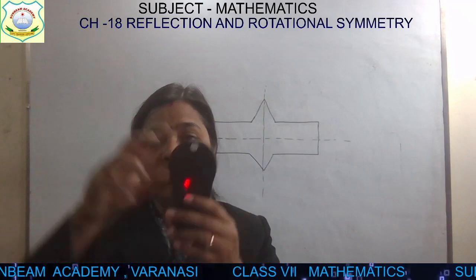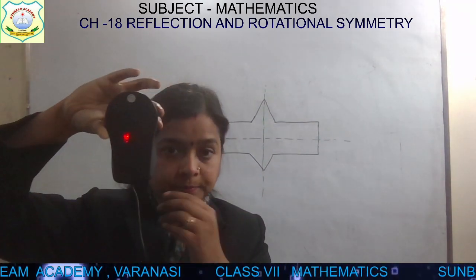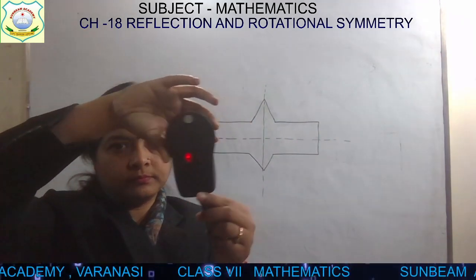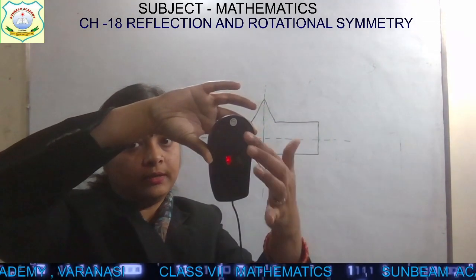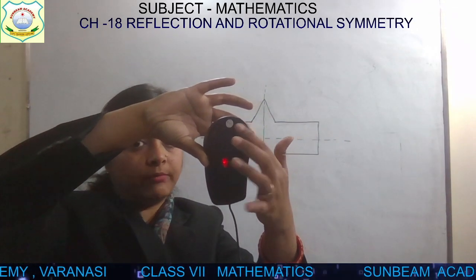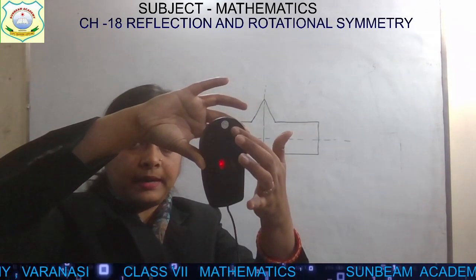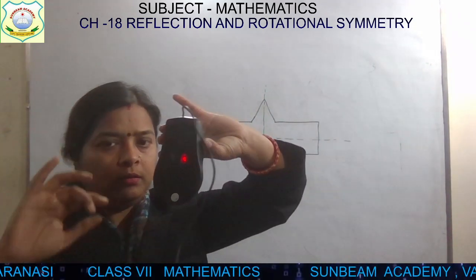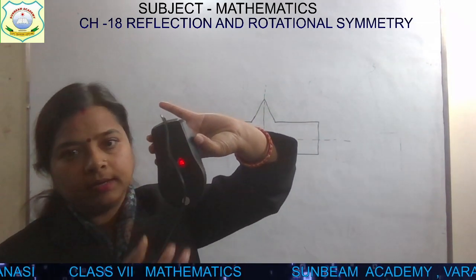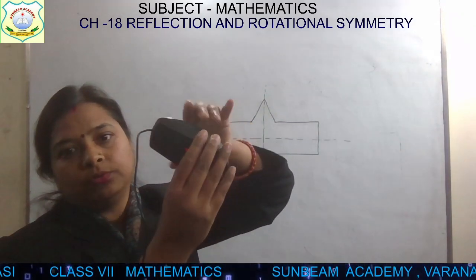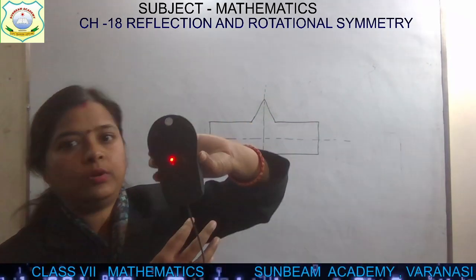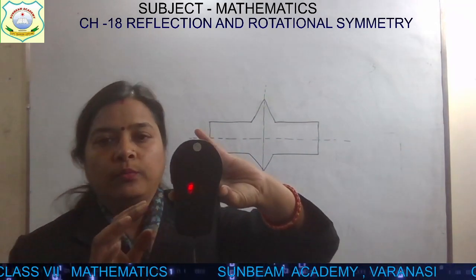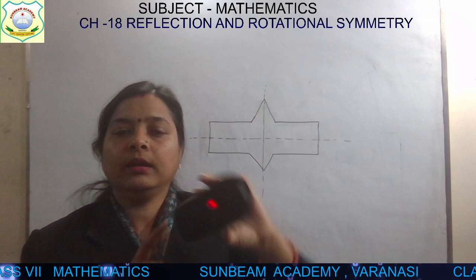Otherwise, during the whole rotation, see children, फिर से देखिए, where should I place ये? Let me rotate it. ये आपका top पर है, ठीक है? यहीं पे वापस लाना है. One complete rotation means this will come back to the top position. So now rotate it. No, we are not getting it. Let me try. No, we are not getting it because it is not in that shape. So, one complete rotation. ये वापस आ गया अपने position पे.